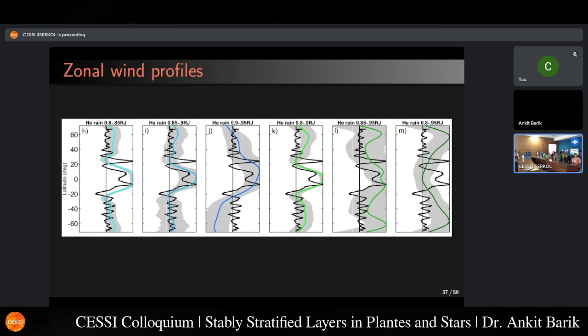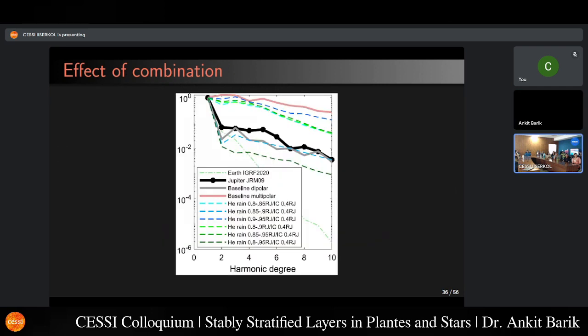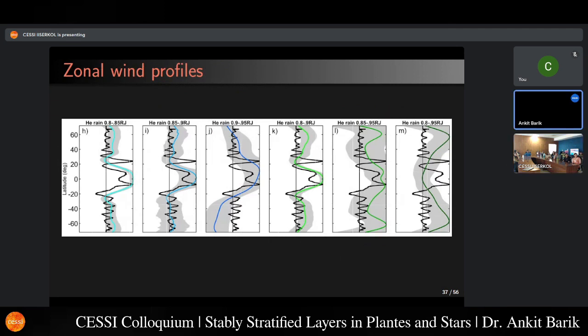Which has been a problem in the past. Without a stable layer, what happens is you suppress all zonal winds, and you won't get one last movement near the equator. But with the presence of a stable layer, we now start to see some zonal winds near the polar regions as well. What is zonal wind?